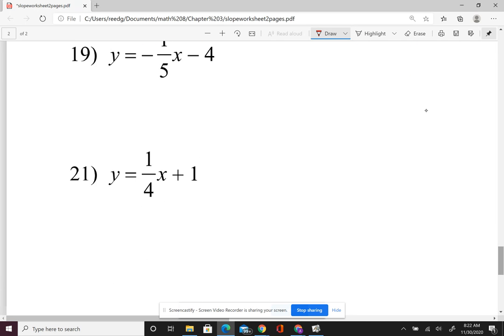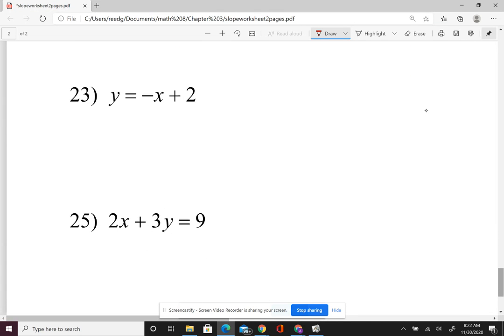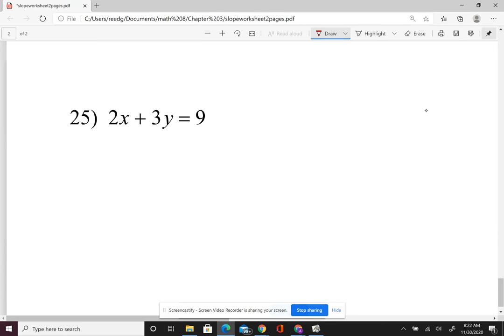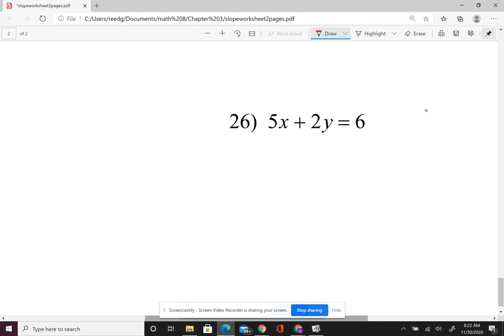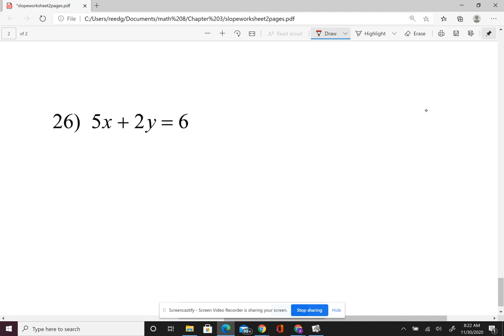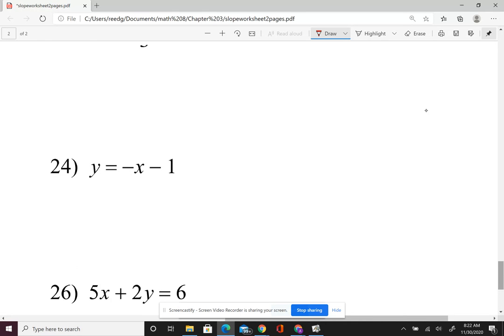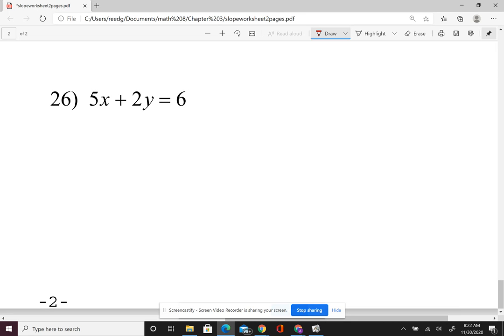Okay, so let's see if we have any that aren't solved for y. Oh, there's only one, and it's number 25. I'm going to leave that for you to do. Let me see if there's any over to the side here. Oh, there are no more. Okay. Don't you try to put it into mx plus b? Yeah, or y equals. So I'm going to do number 26 here.